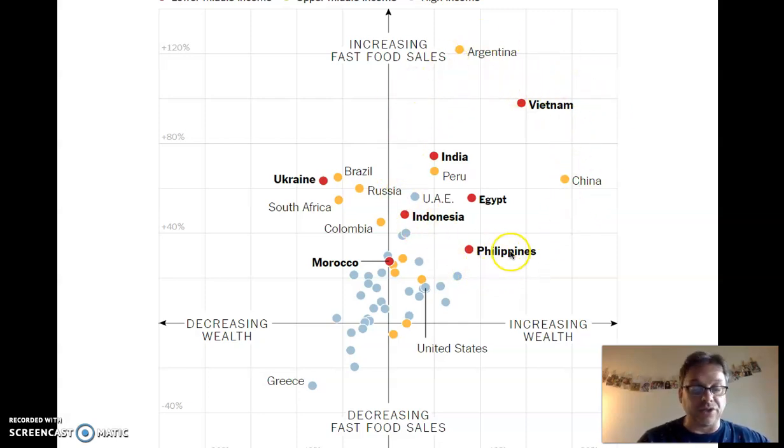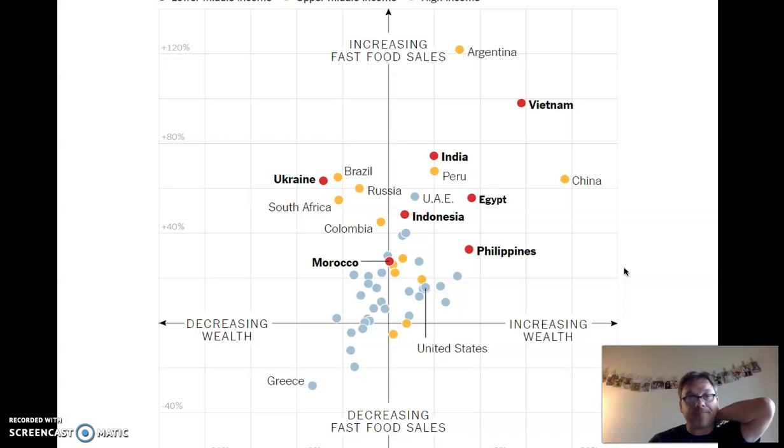What is interesting also is that many of those, if you see, aren't from the wealthy end, but from the middle class and a little bit lower, such as Egypt and India and Vietnam and China as well. As people are getting more money, they're buying more fast food. So down here, as wealth is decreasing, people are buying less fast food.